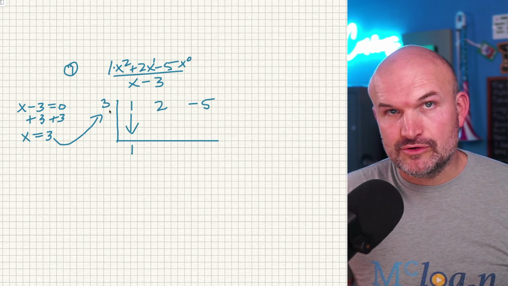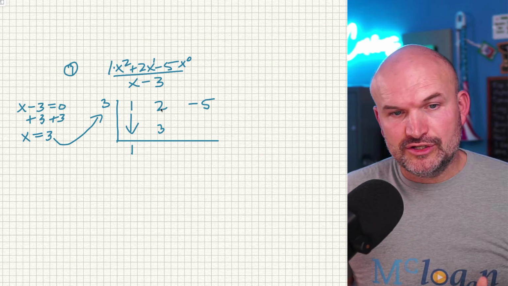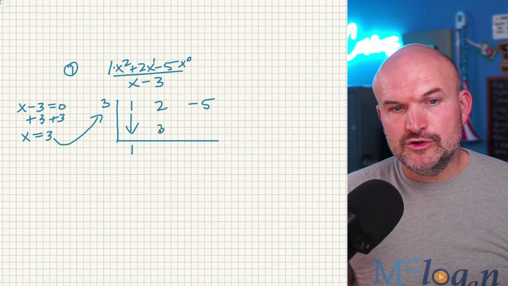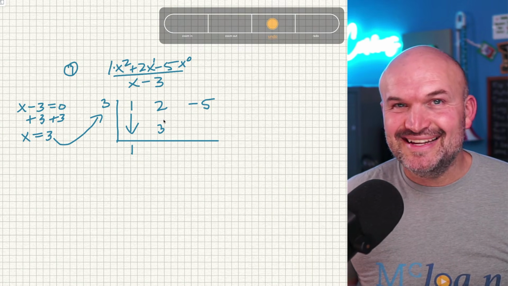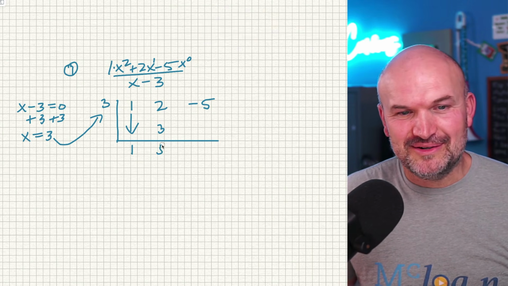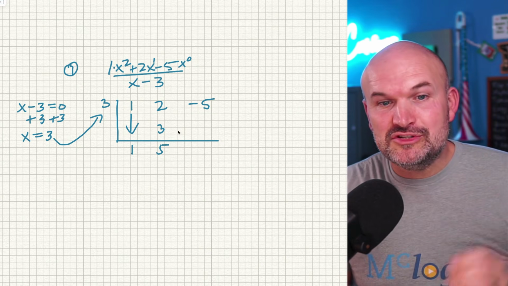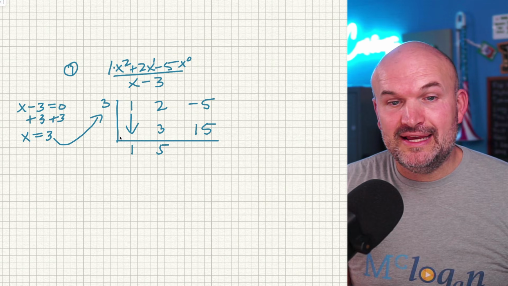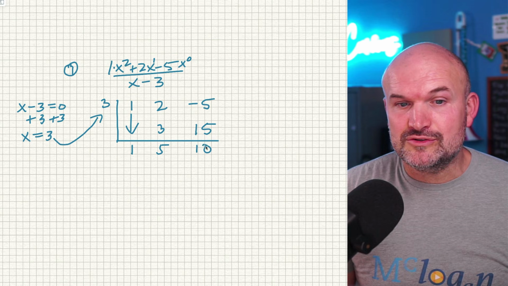So we have 1 times 3. That is going to be 3. Place that number here. Then on the vertical, we're going to add these two values. 2 plus 3 is going to equal 5. I was doing multiplication too. So 2 plus 3 equals 5. And then 5 times 3 is going to be 15. So multiply on the diagonal, add on the vertical. Negative 5 plus 15 is going to be a positive 10.